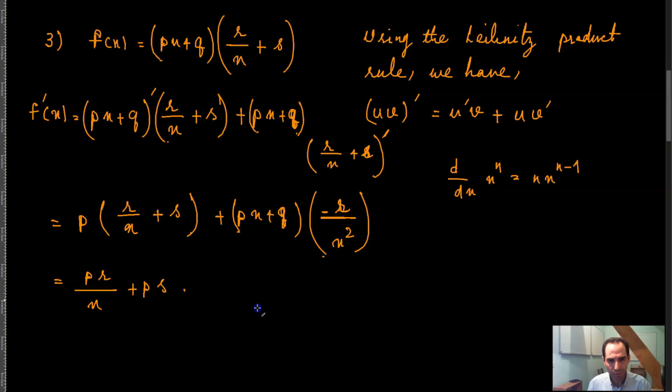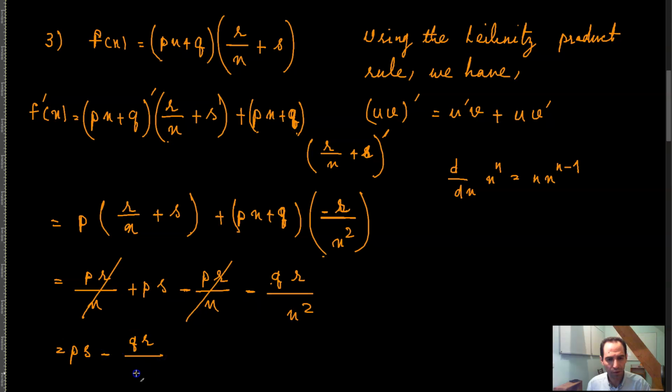you would have negative PRX divided by X squared, and then you would have X, so negative PR by X, and then over here you have negative QR by X squared. So PR by X, negative PR by X, that you can cancel out, and so you have PS minus QR by X squared. That's the answer here.